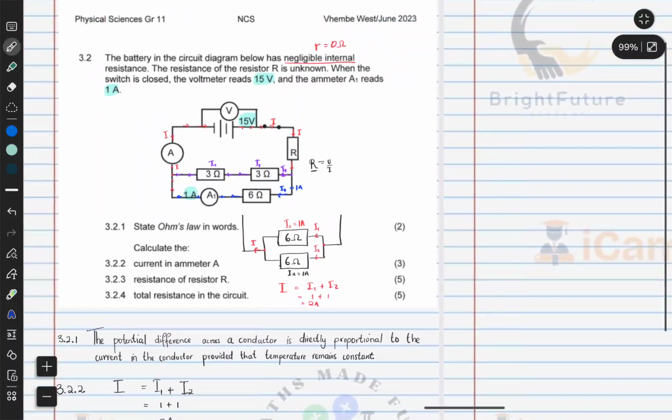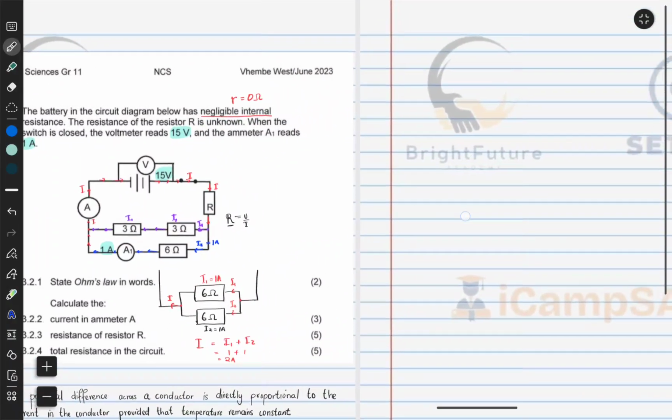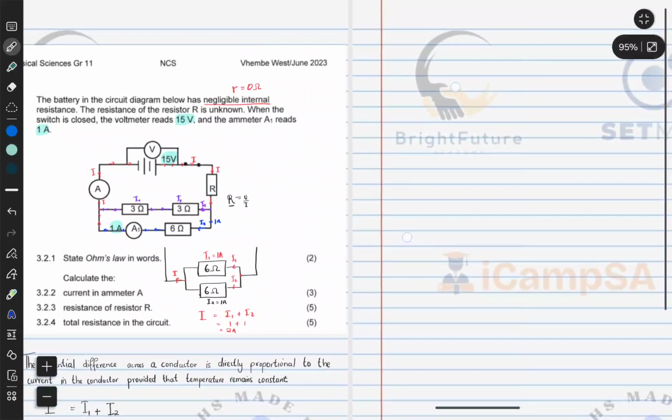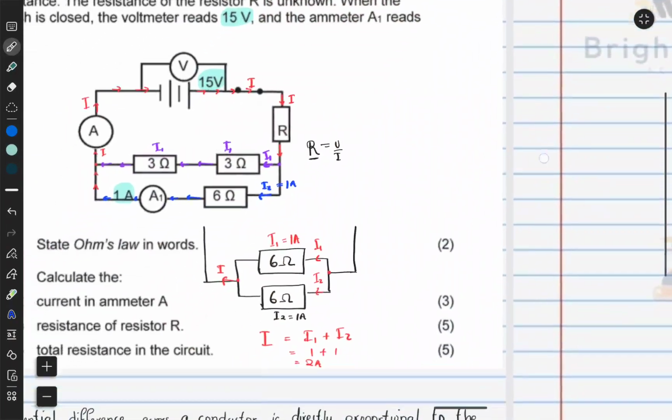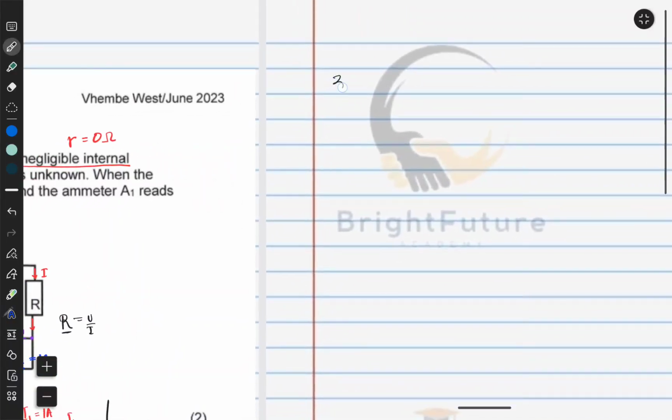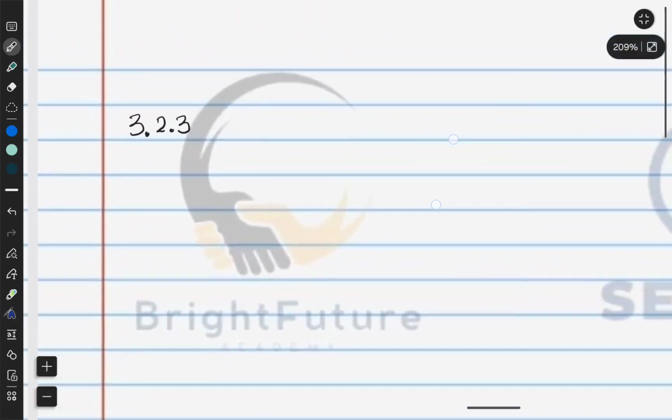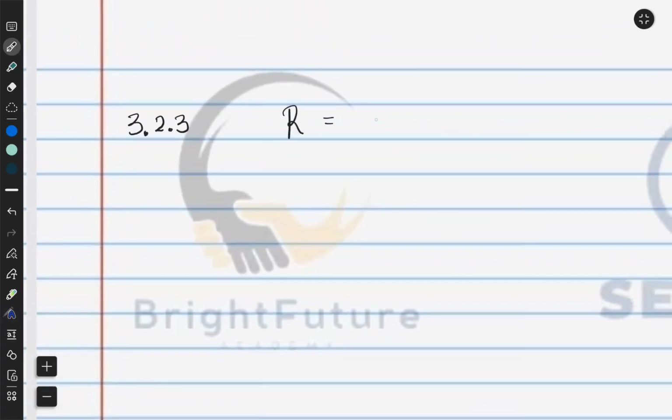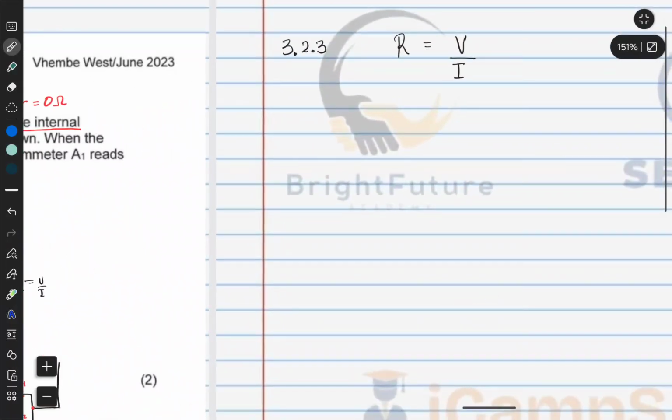So there are multiple ways, but the one that I think is straightforward, for question 3.2.3, would be this. We know that if we take the total voltage supply and divide it by the total current, we would get the total resistance of the circuit. All right, but what is the total resistance of the circuit? It's given by R total is equal to RS plus RP, right?